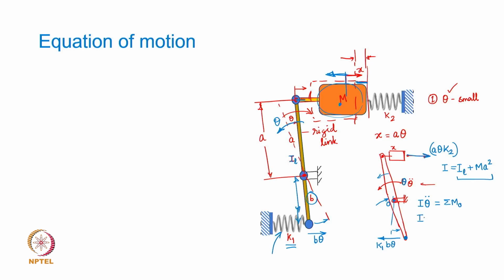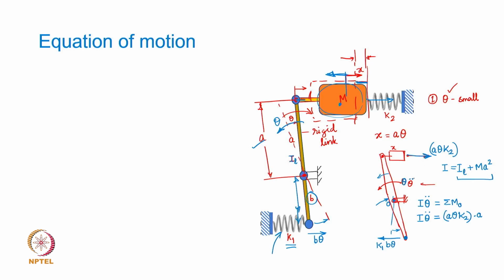And so, I theta double dot will be equal to what? All the summation of the moments. Now, what are the moments? One moment is of course going to be due to this force, the force which the spring k2 is going to exert on the mass, and so the moment of that about O is going to be the force times the distance or the arm length, which is going to be a, and this is going to act in the direction which is opposite to the angular acceleration.